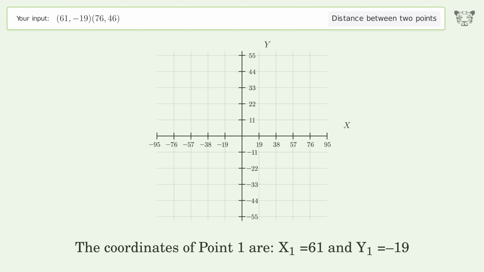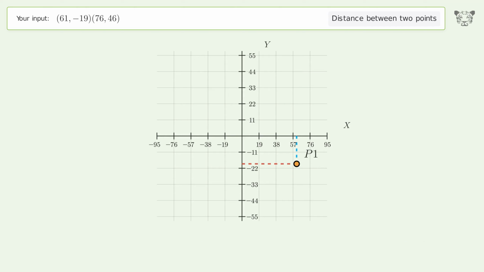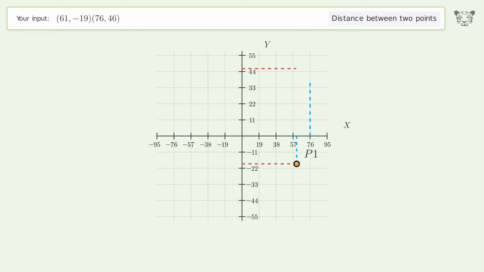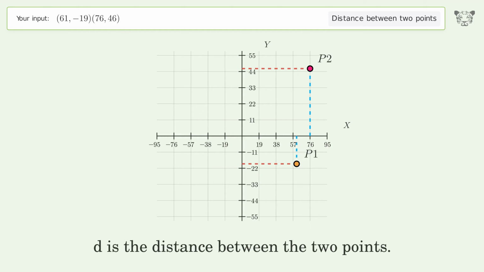The coordinates of point 1 are x1 equals 61 and y1 equals -19. The coordinates of point 2 are x2 equals 76 and y2 equals 46. D is the distance between the 2 points.